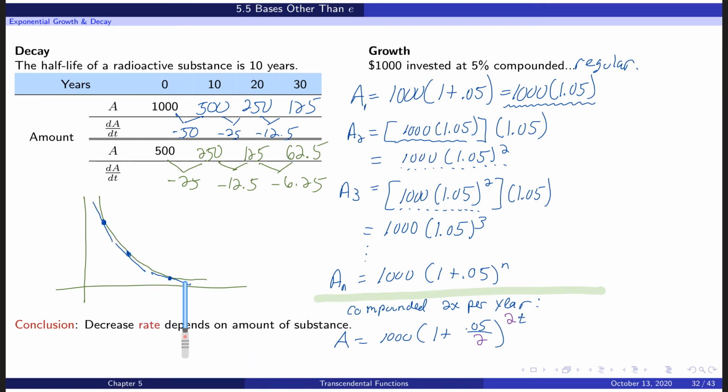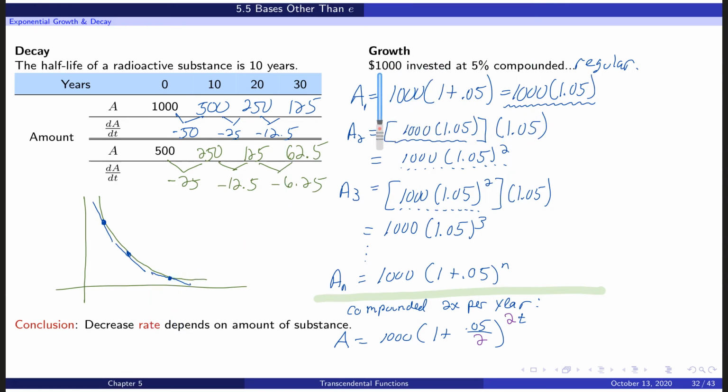Here's an exponential decay curve. Okay, the decrease rate, the slope of the tangent line, depends on how much substance you have. The decrease rate is changing. Fairly negative, not so negative, getting closer to 0. So the decrease rate depends on how much remains.